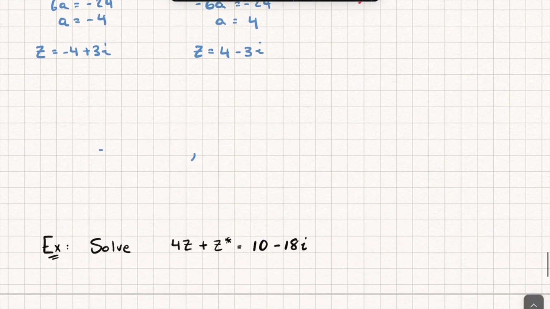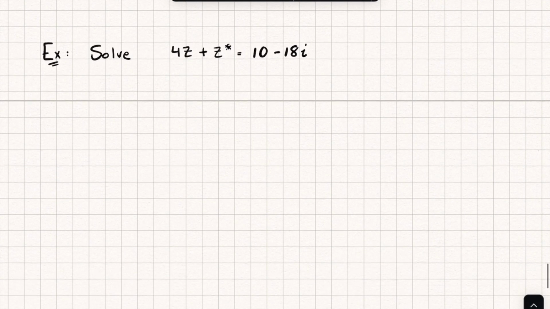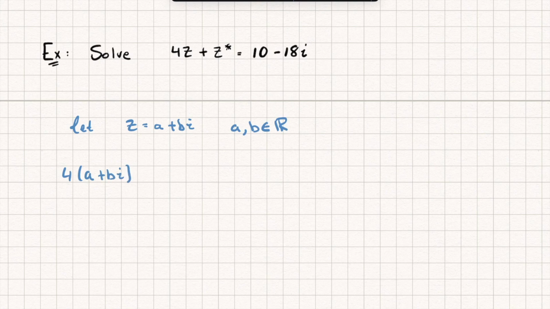Let's now take a look at a second example question, where we have to solve 4z plus z conjugate is equal to 10 minus 18i. Now to do this, we're going to do the same sort of thing. I'm going to first define z to be equal to a plus bi, where a and b are both real numbers. So let's now substitute this in. I've got 4 times a plus bi, plus its conjugate, which is just a minus bi, is equal to 10 minus 18i.